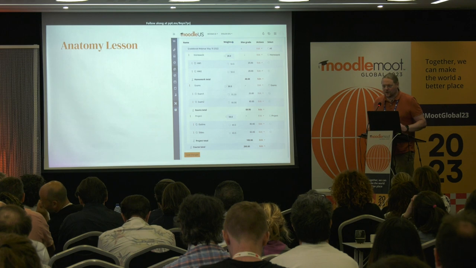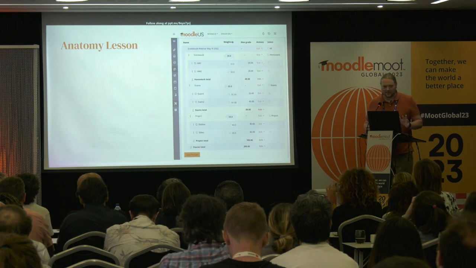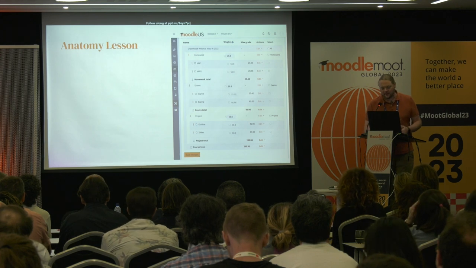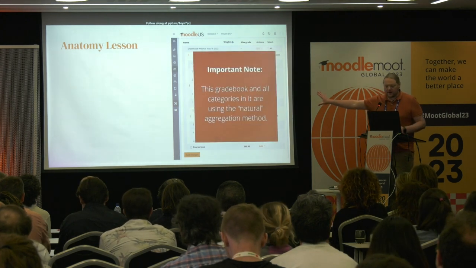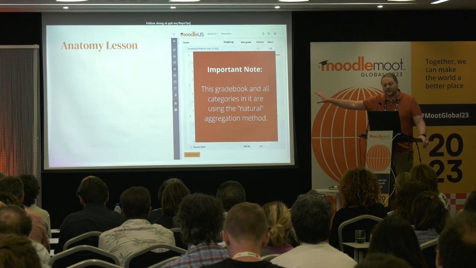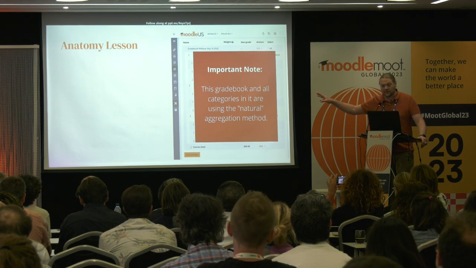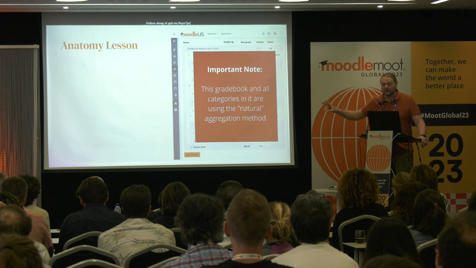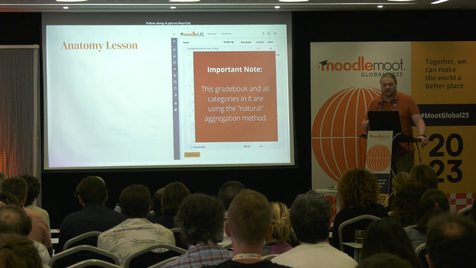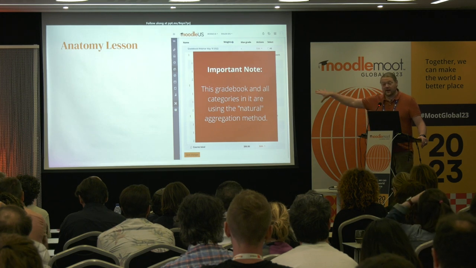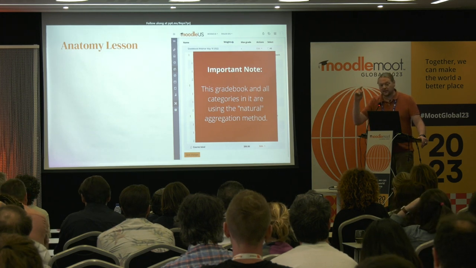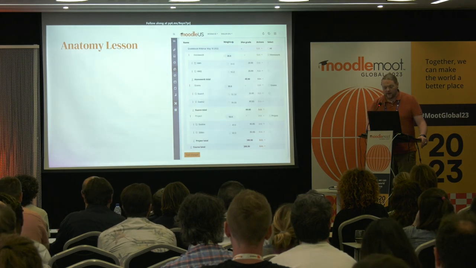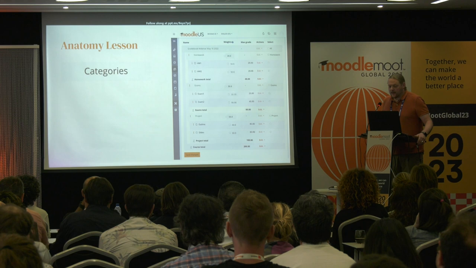So first, let's give a quick anatomy lesson of the Moodle Gradebook, okay? Here's all the pieces of the Moodle Gradebook and how they fit together. Quick note, the gradebook and all categories in this are using the natural aggregation method, not mean, not weighted mean, some of the older aggregation methods. This is natural aggregation method. So if your gradebook does not have one of these columns, think about changing the aggregation method of the category or the gradebook itself.